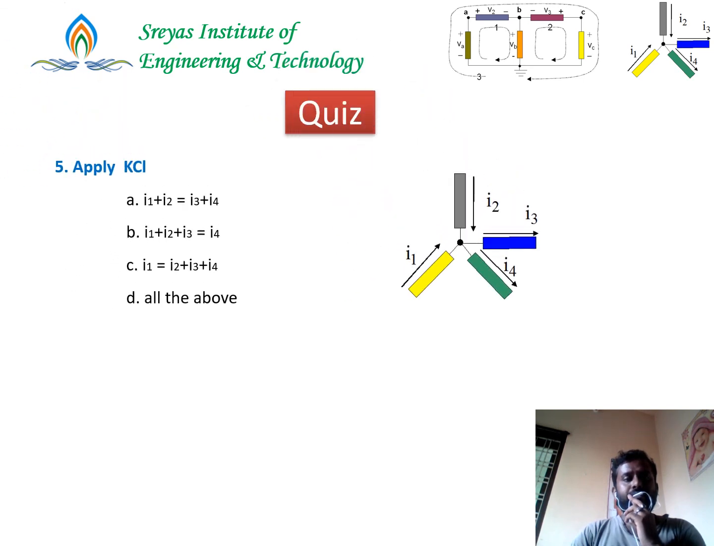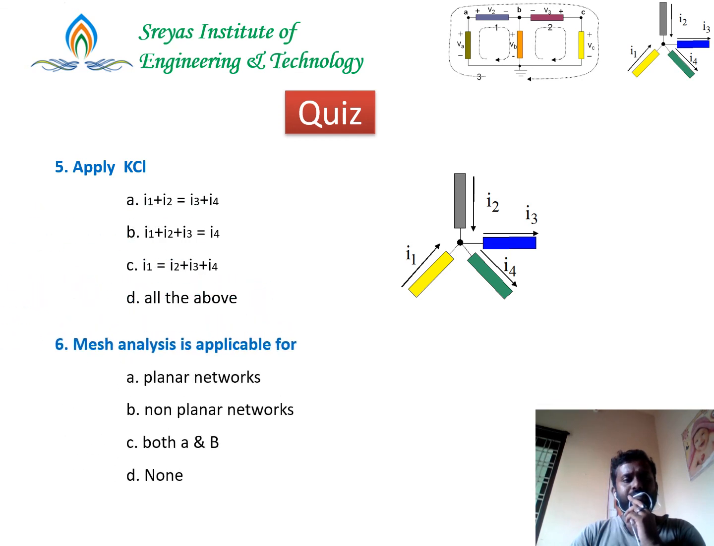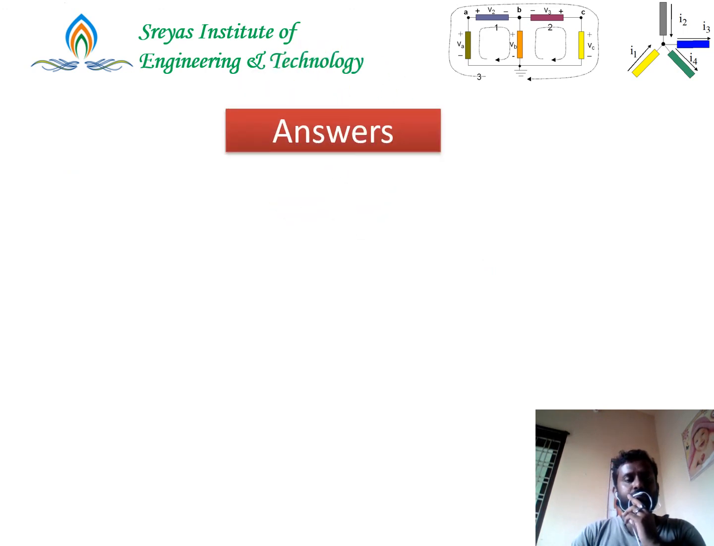Now apply KCL to the given circuit on the right, and identify which one is correct and write the answer. Mesh analysis is applicable for planar networks, non-planar, both, or none. Check your answers after you have done the quiz, whether they are correct or not. If you have any problem, just go through the video and the concepts once again. If they are clear, then you'll be able to easily solve this quiz, which has very fundamental questions.